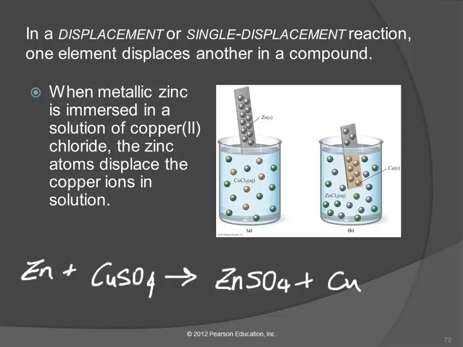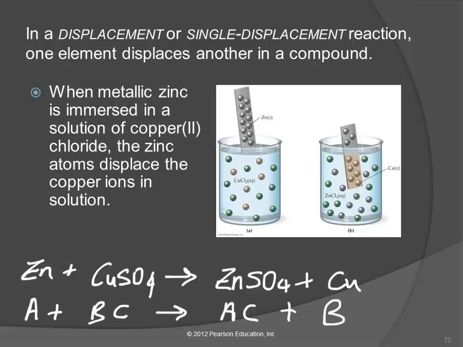So in our party analogy, zinc is a guy going to a party by himself. He didn't bring a date. And copper brought a date. Everybody mingles around, and zinc ends up leaving with copper's date. Okay? And then copper has to go home by himself. So one person got displaced. The general form here is that we have A plus BC going to AC plus B.